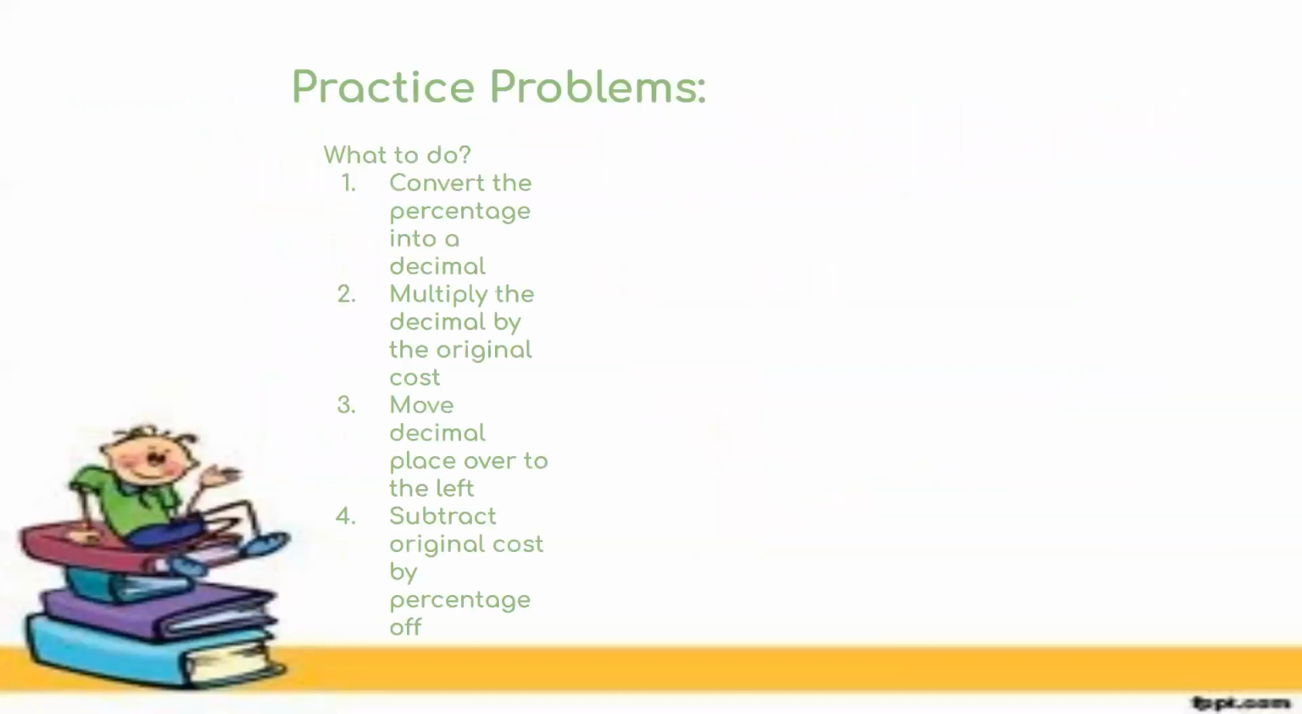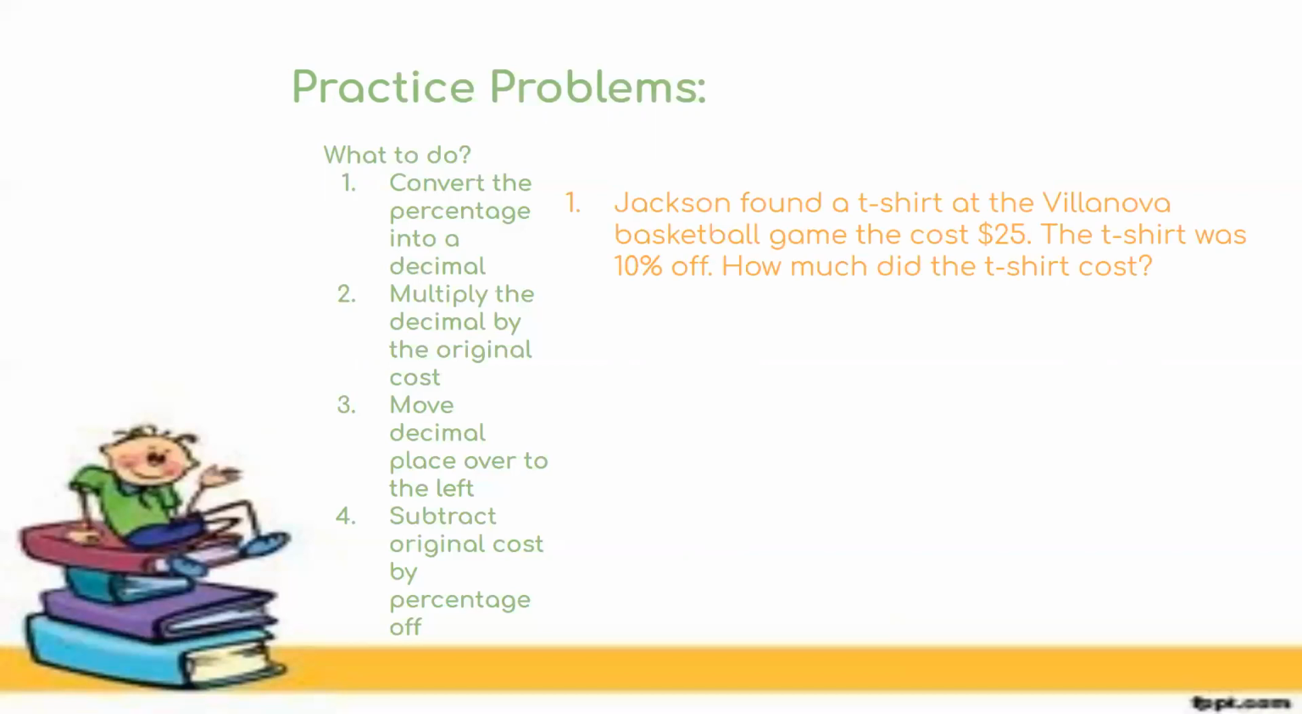Now here are a couple of practice problems. I wrote down the steps so you can look at them as you're solving. I'm going to read over these and I'll give you a chance to solve them. The first problem is Jackson found a t-shirt at the Villanova basketball game that cost $25. The t-shirt was 10% off. How much did the t-shirt cost?